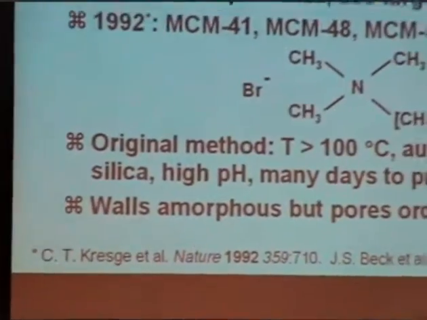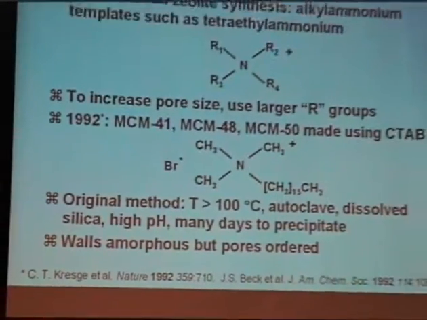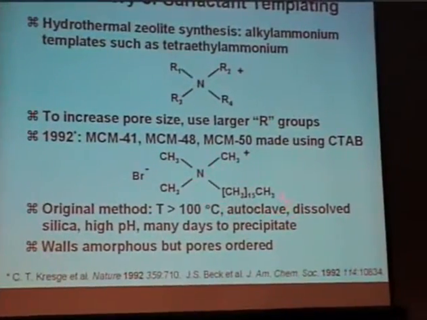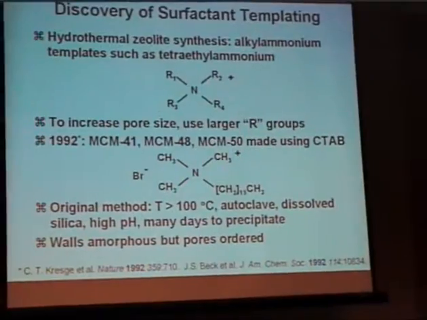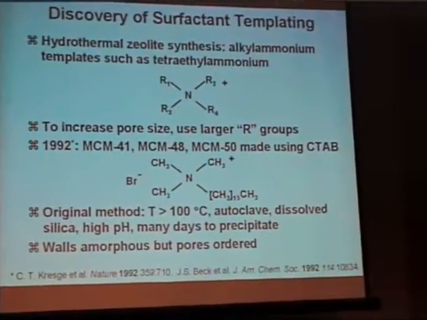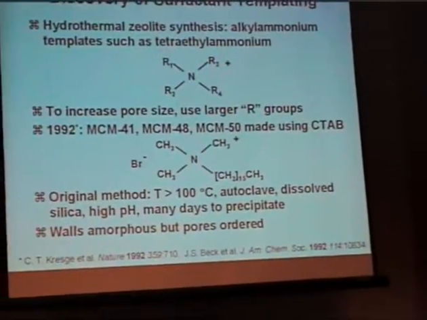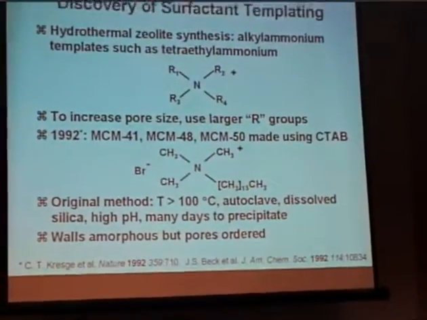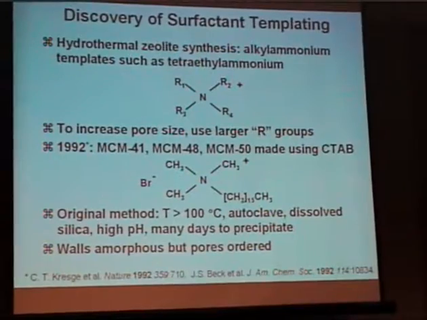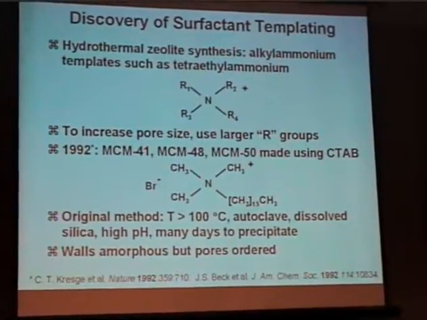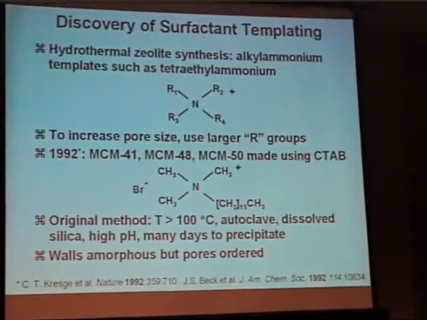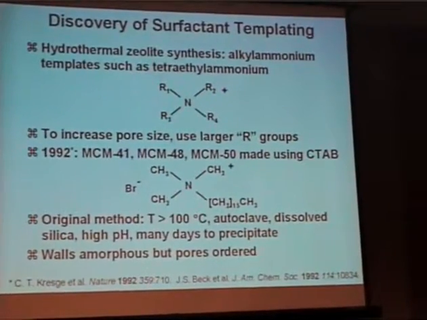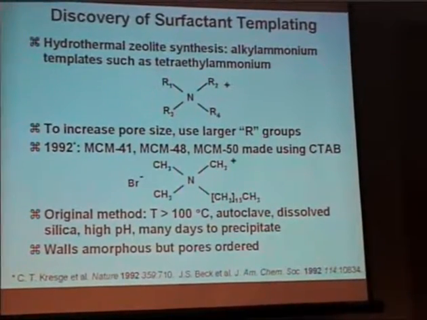The first example was cetyl trimethylammonium bromide. It has a long tail, and the other groups are all alkyl groups. The product of that reaction was a hydrothermal synthesis. There have been a lot of variations on this, but the temperature is always above 100 degrees, done in an autoclave with dissolved silica as the source of the material at high pH. And it takes many days for this to happen, just like making a lot of zeolites.